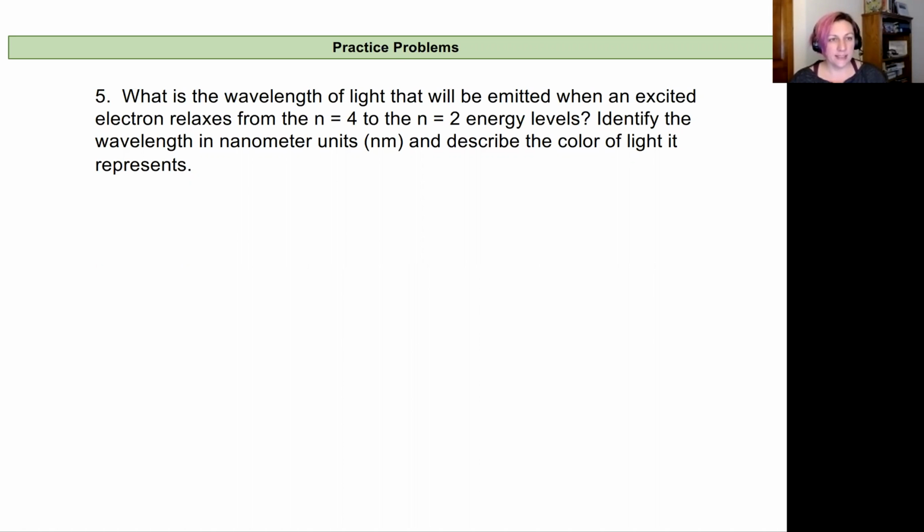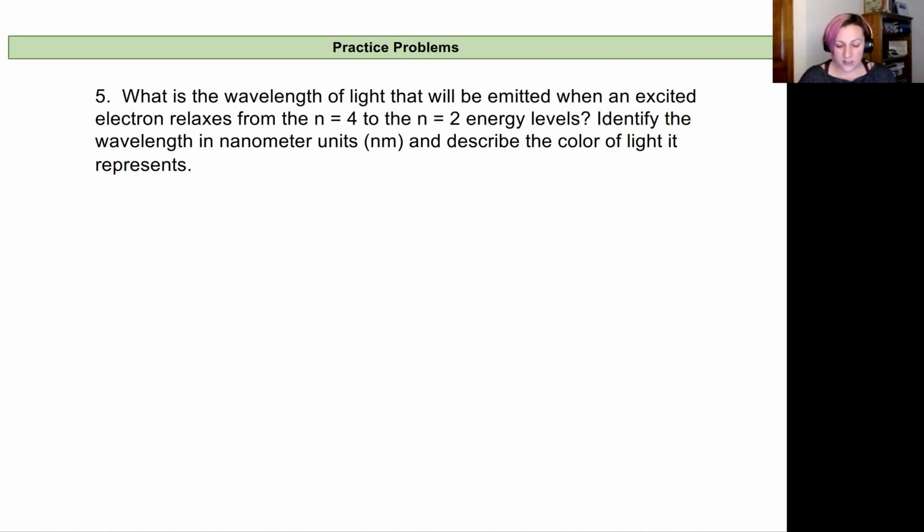It's asking what is the wavelength of light that's emitted when we have an electron that relaxes from the n equals 4 to the n equals 2 energy level. So we want to identify this wavelength in nanometers and describe the color of light it represents. Hopefully this is in the visible range.